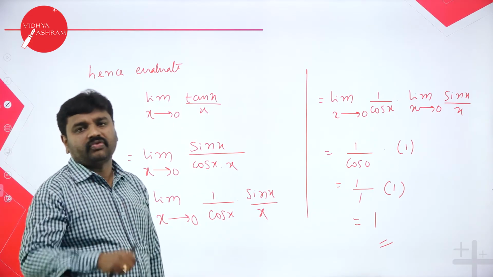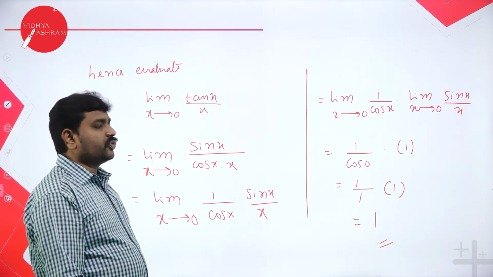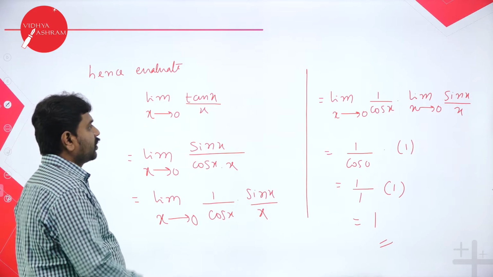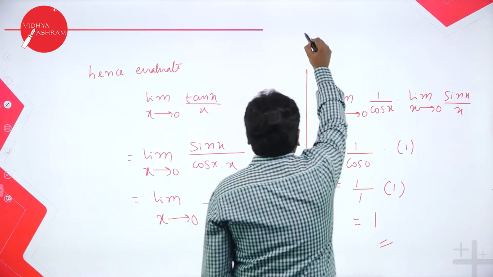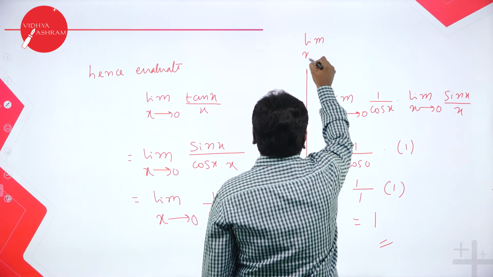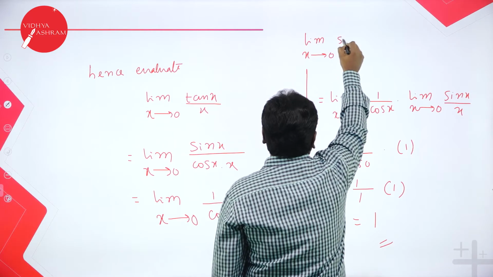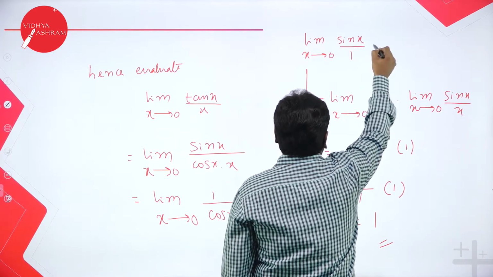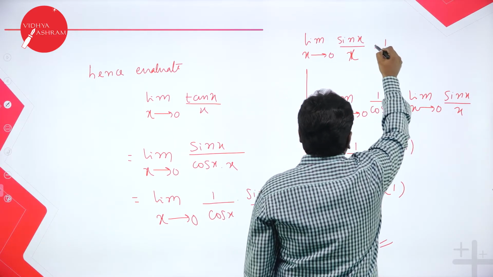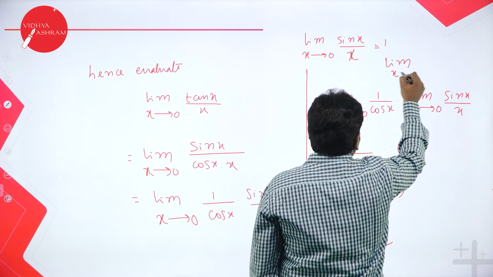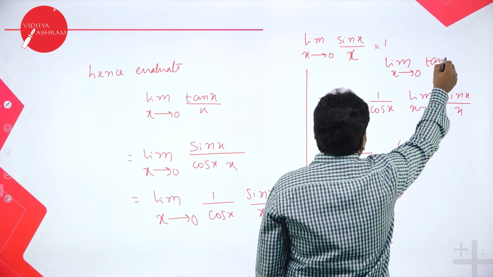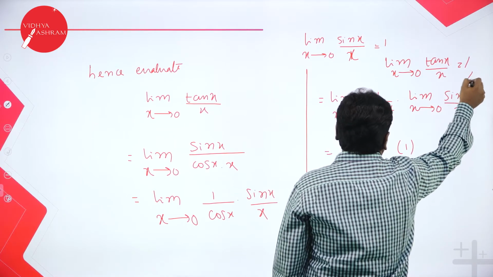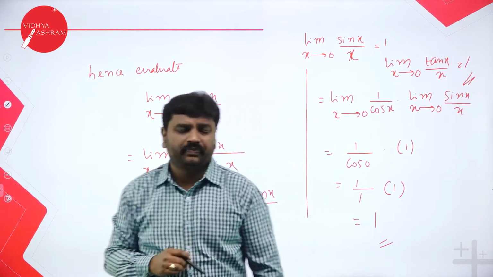This is the proof. So I hope all of you got this. So now we got two formulae. We call these theorems. This is what we can use in solving problems. Limit x tends to 0, sin x by x is always 1. Sin x by x is what? 1. Similarly, limit x tends to 0, tan x by x is also what? 1.